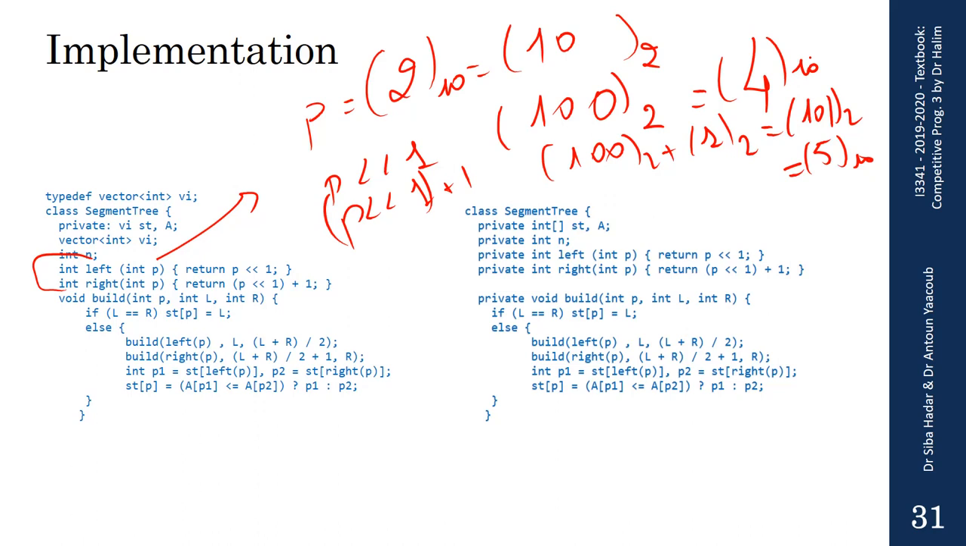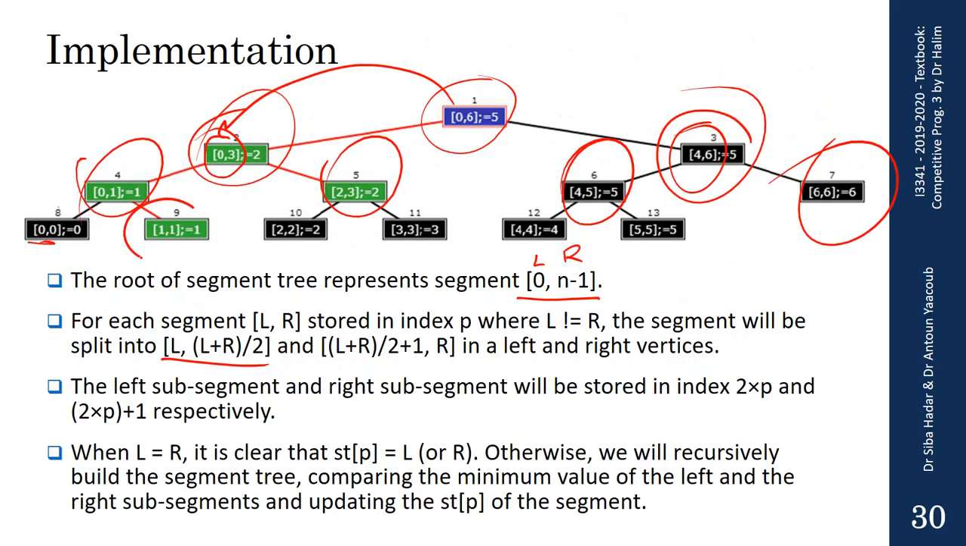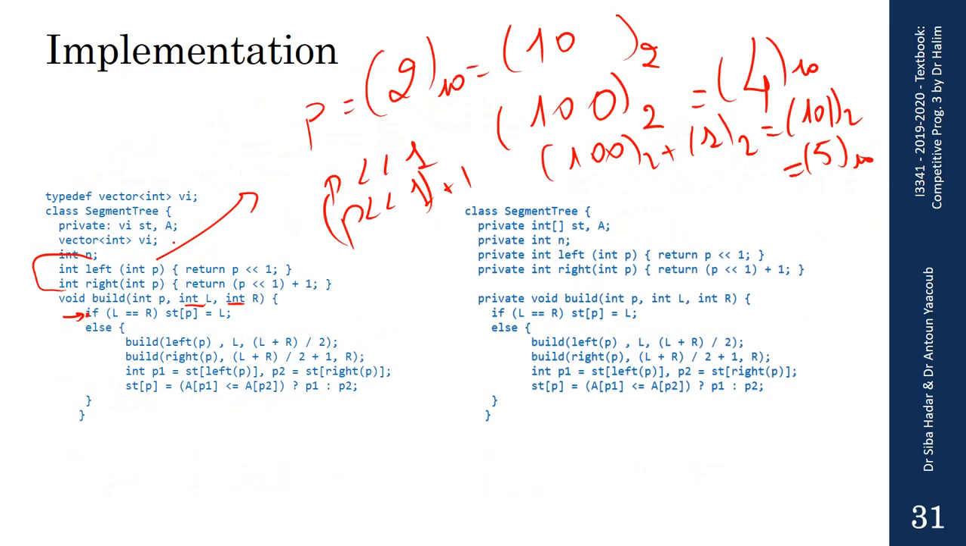So let's move on. How to build this tree? When we are building, we have the left and right, the index of the left and the index of the right. So we're using divide and conquer. When we reach left equal to right, it means we are at the end of the tree. So obviously the minimum is one of these L or R. It's the same element.